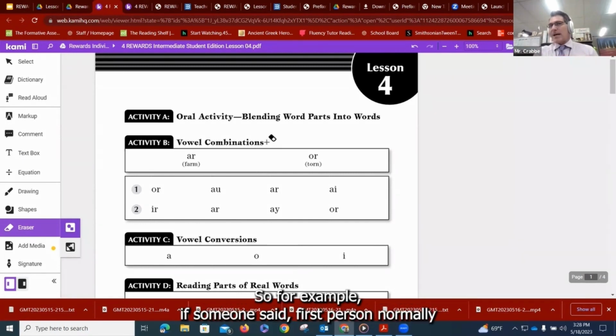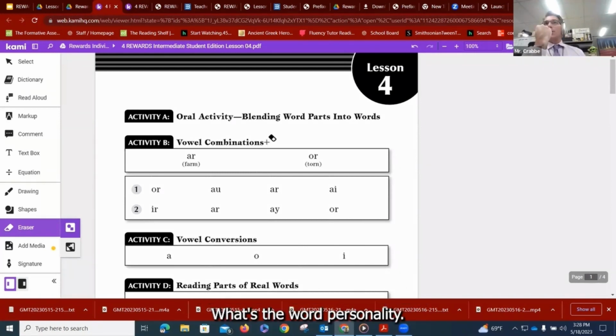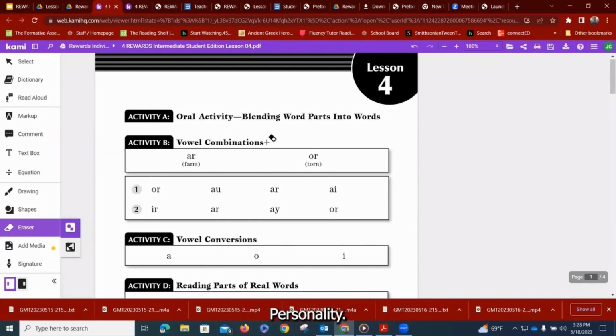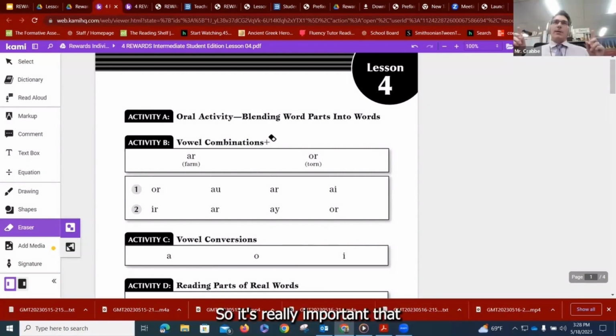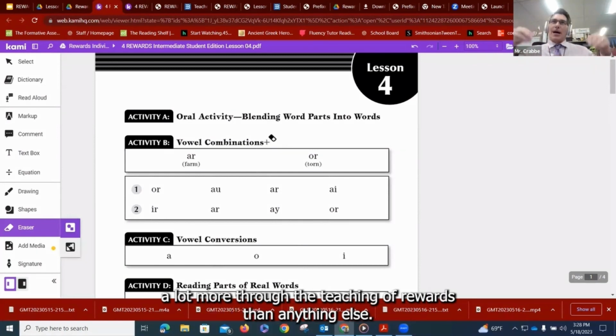It says, if students make an error, say the word and have them repeat it. For example, if someone said it incorrectly, I'd say, okay, the word is personality. What's the word? Personality. So it's really important, and it's funny because I knew this, but I actually learned it a lot more through the teaching of Rewards than anything else.